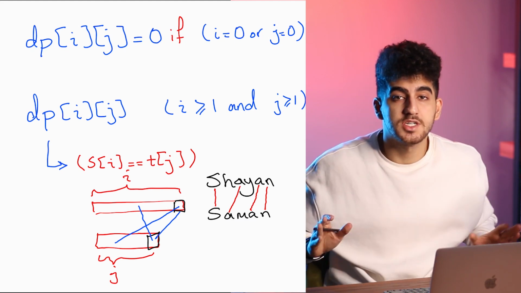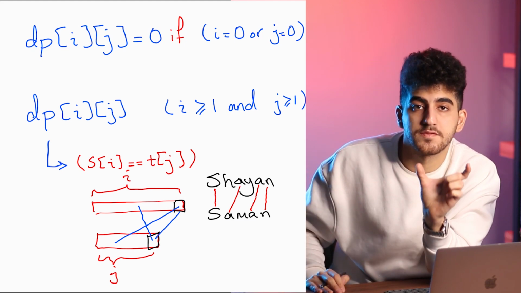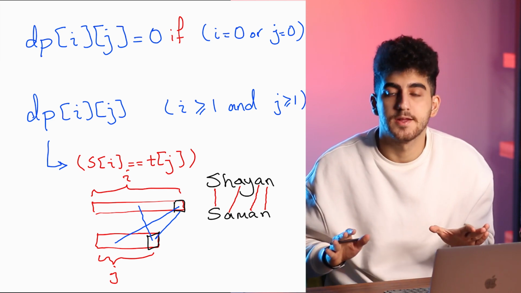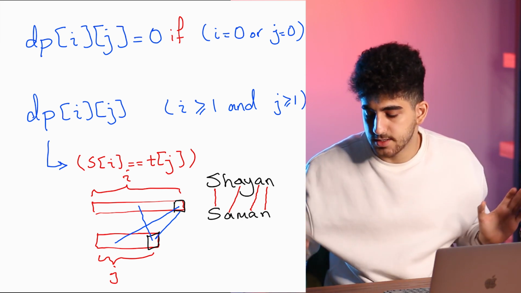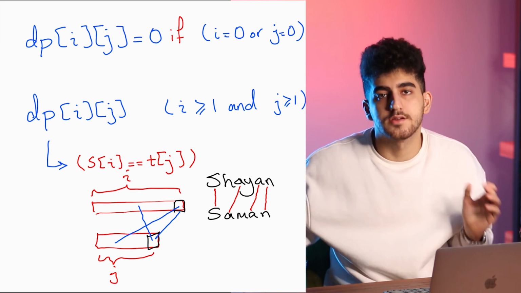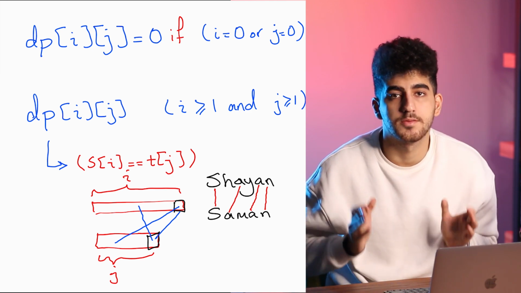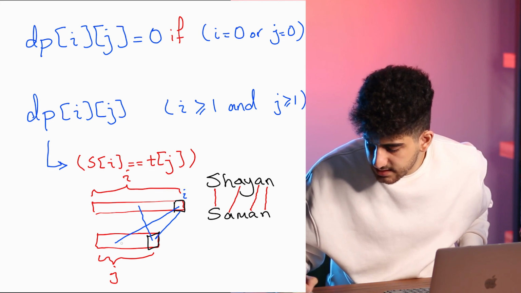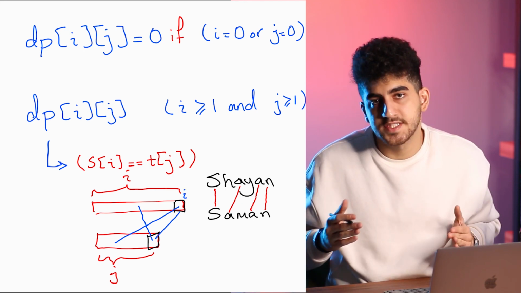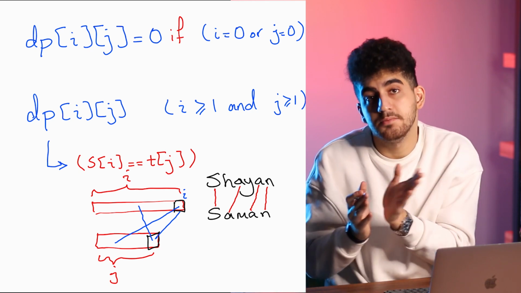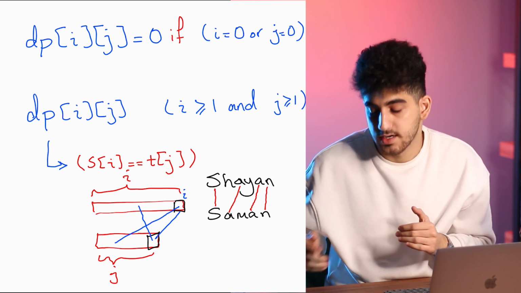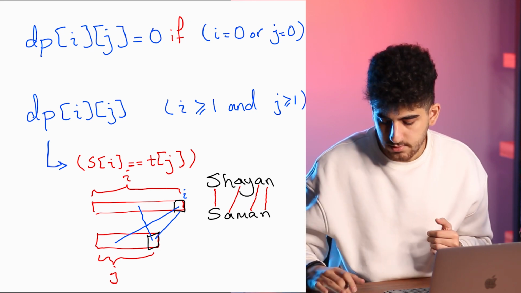Keep this in mind that I'm just saying it for the first I letters of S and the first J letters of T. So I'm just talking about this subproblem. But in the general problem, it is possible that you match these two characters with other characters. But in this specific subproblem, it's not possible that you match this S of I with something behind T of J, and match T of J with something behind S of I. This never happens. So if you don't match them with each other, you need to remove at least one of them.